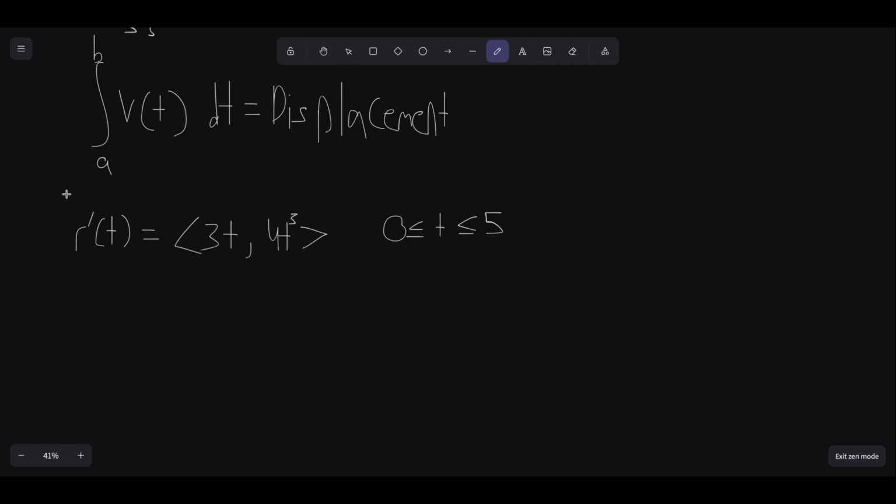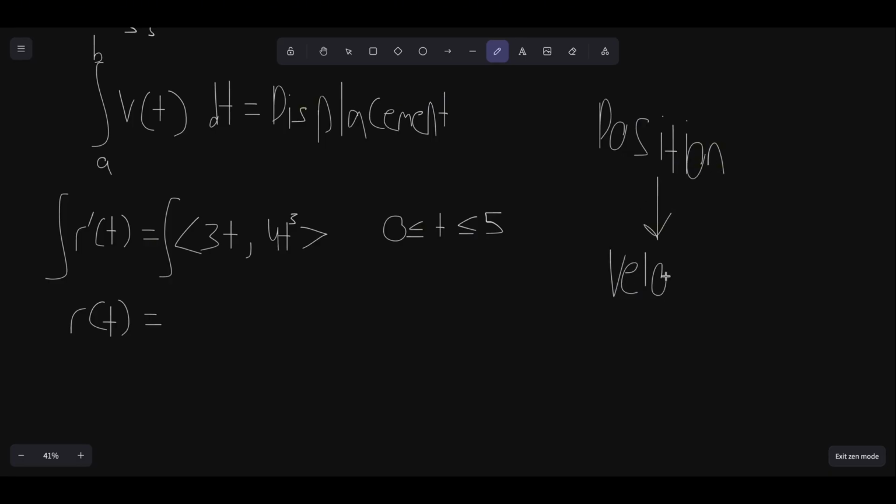So if we take the integral of both sides to get the position vector, or to accumulate the total displacement, we're just going to get the original position function. Recall that if I differentiate position, I get essentially the velocity. But if I integrate velocity, I'll get back the original position function. So if I take the derivative with respect to time, and then want to go from velocity back to position, I'll just integrate this with respect to time.